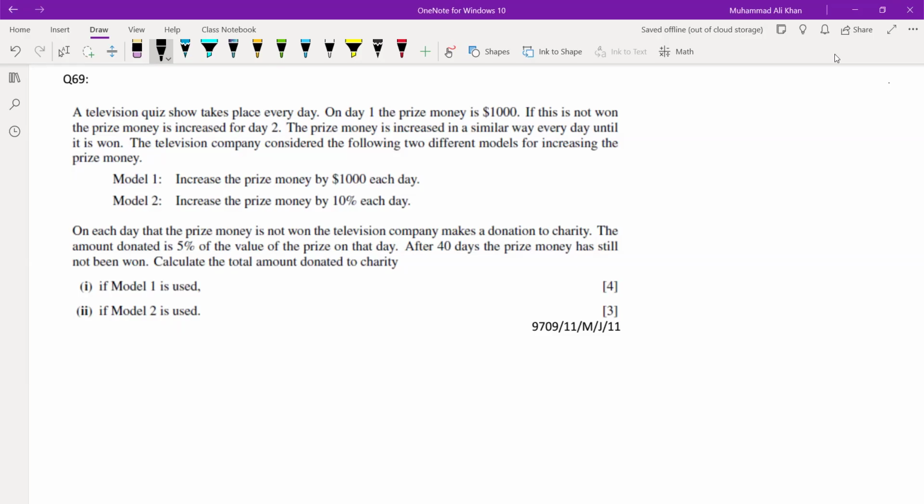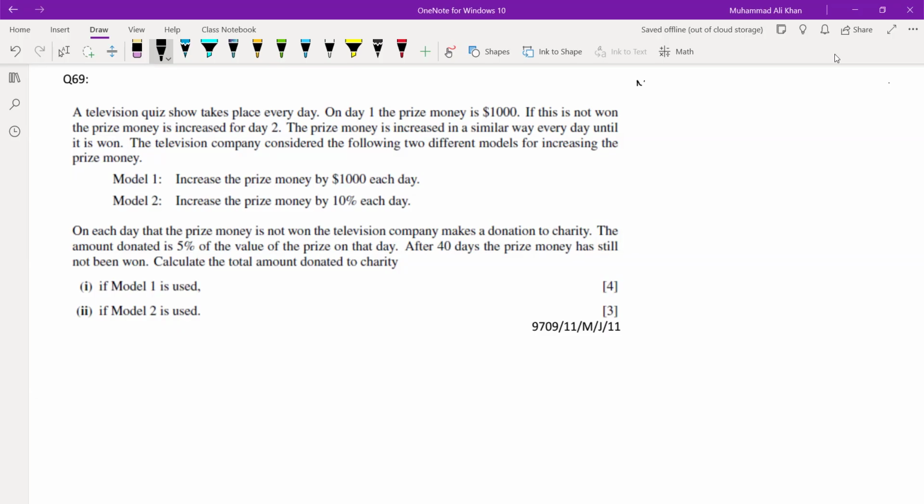On each day that the prize money is not won, the television company makes a donation to charity. The amount donated is 5%. After 40 days, calculate the total amount of donation, for model 1 and model 2. Now, I'm doing the first.